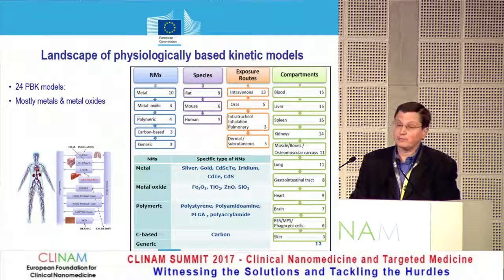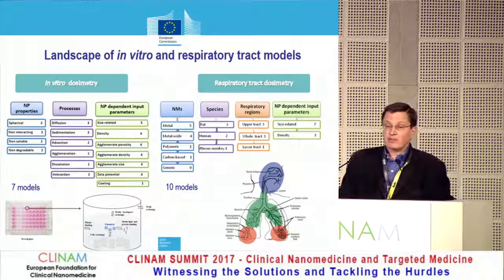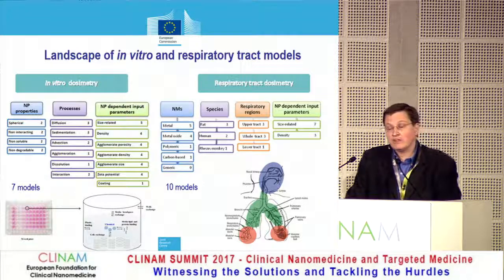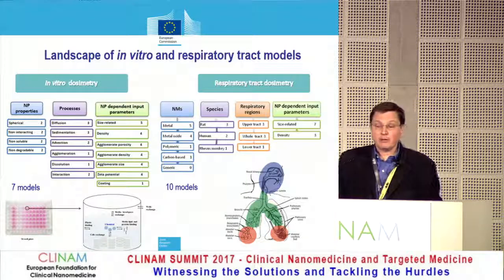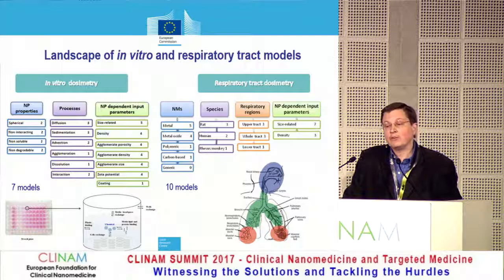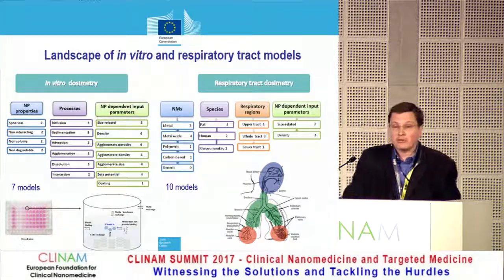So they make a number of assumptions that make it perhaps difficult to scale up these models to nanomedicines. Looking at the landscape of these other mathematically based models, we can see that there are really fewer than 10 models that predict in vitro dosimetry. So these are actually useful for predicting the target doses of chemicals in in vitro systems and for interpreting the results of toxicological experiments in vitro. And what's interesting about these models is that they include a number of fundamental processes such as aggregation behavior, sedimentation behavior, and advection behavior within the in vitro test system.